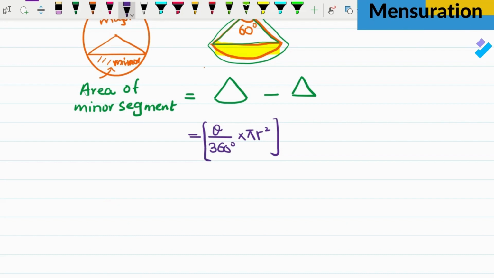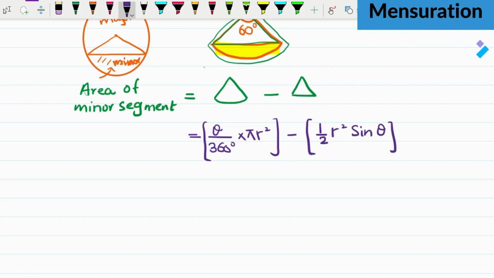Okay, and then we will just subtract it from the formula of a triangle. How can we calculate the triangle without using base into height? The formula of a triangle will be 1 over 2 r square into sine theta.